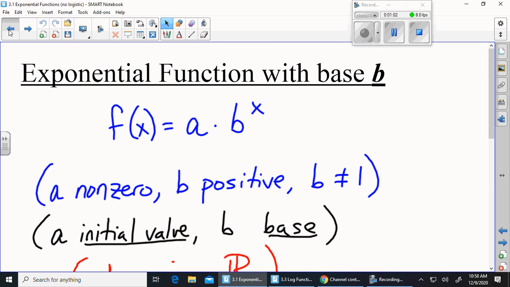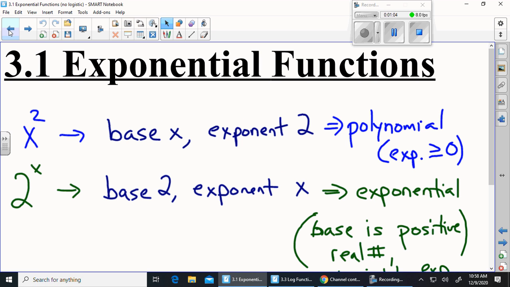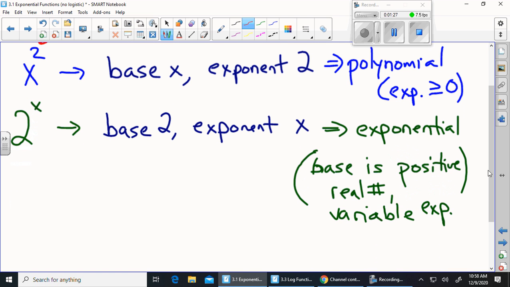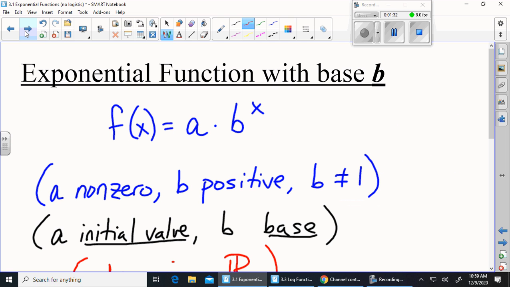So when I say we're going to look at exponential functions, we just got done with polynomials. In a polynomial, I have x squared. My base is x, or a variable. My exponent is a number. Now I'm switching it up. My base is a number. My exponent is a variable. So we switch that up and we now have an exponential function. An exponential function with base b is a times b to the x.